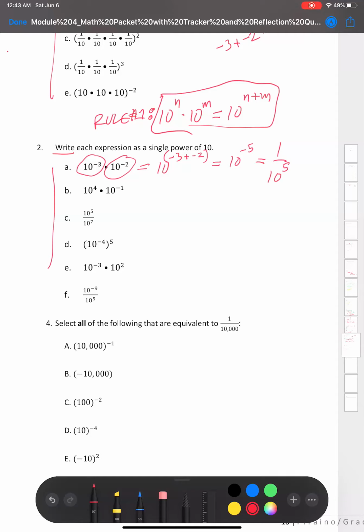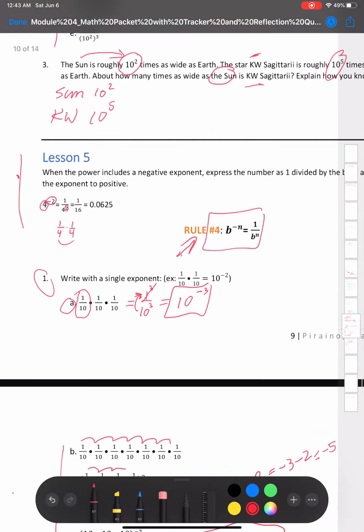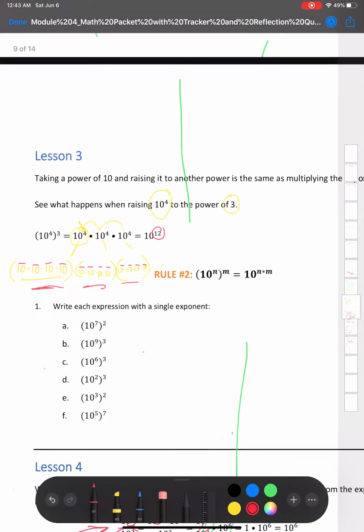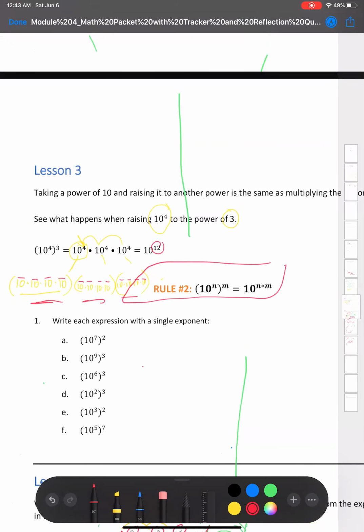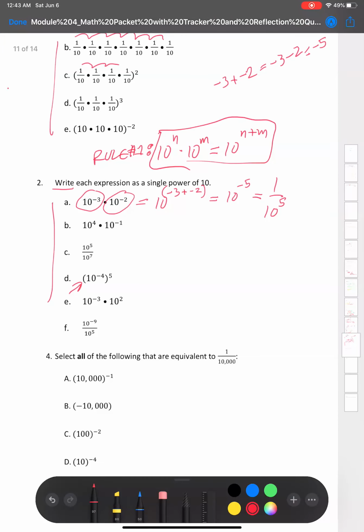Then in this one right here, you are raising a power of 10 to another power. Which rule is that? Let's go back and look at that rule. We are actually going to multiply those exponents. So rule number 2, when you have 10 to the n and then raise that power to m, you're going to actually multiply the two exponents. Let's do that in this example here.